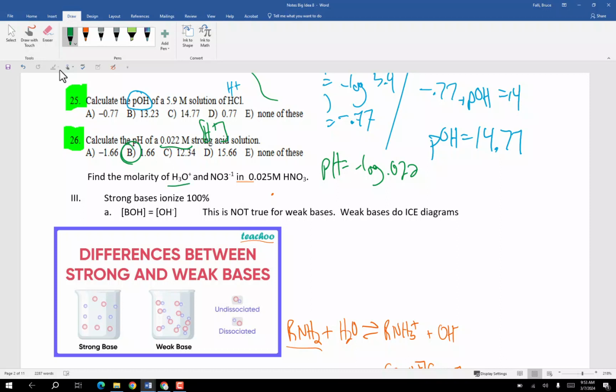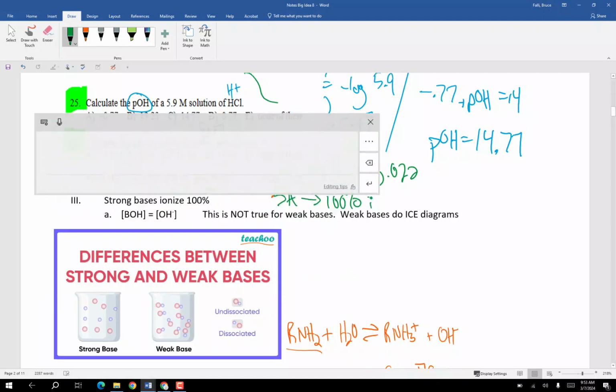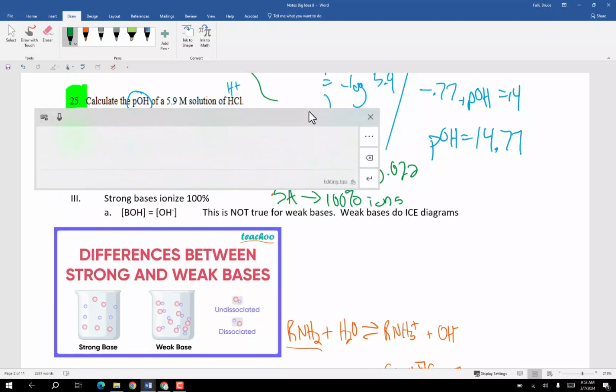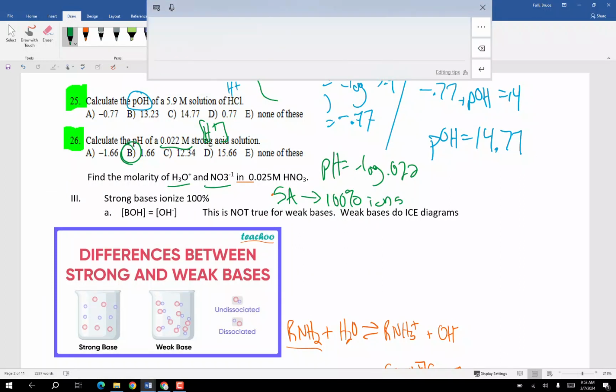Last one. Find the molarity of H3O positive and NO3 negative in 0.025 molar HNO3. Again, that's a strong acid. So that means it is 100% ions. So that means that 0.025 molar equals H positive, and that also equals the NO3 negative. Okay. Strong bases ionize 100%, just like strong acids.